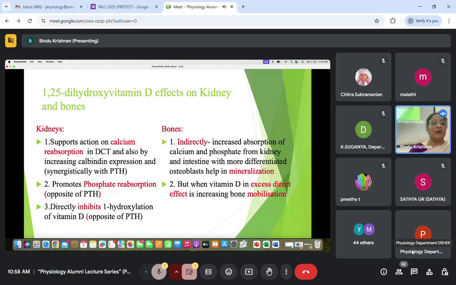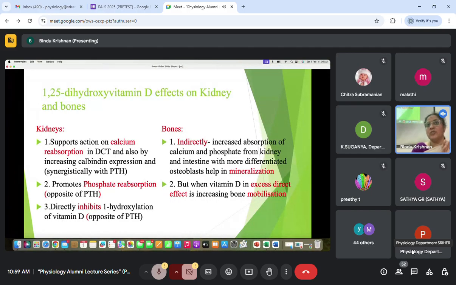The second important function is in the kidney, right? In the kidney, it works synergistically with parathormone. That means it is going to increase the reabsorption of calcium, right? But again, it promotes phosphate reabsorption. Remember, PTH had the opposite action. PTH led phosphate to urine, but here it helps in the reabsorption of phosphate. And the third important thing is it inhibits the 1-hydroxylation of vitamin D, right? So you have one action that works synergistically with parathormone. The other two actions are opposite to what PTH did in the kidney, right?